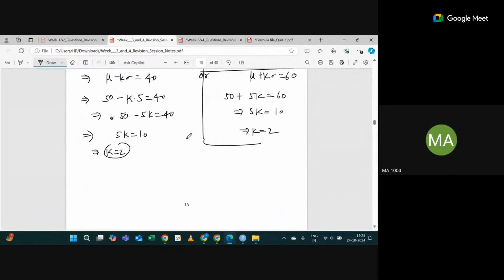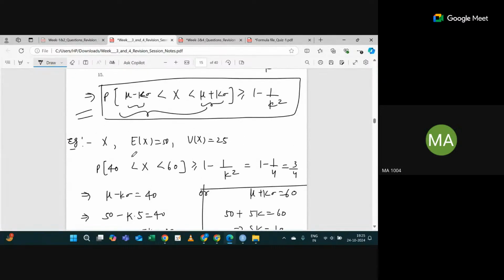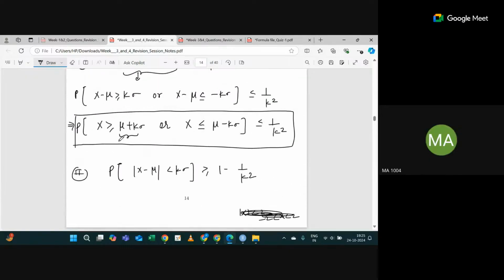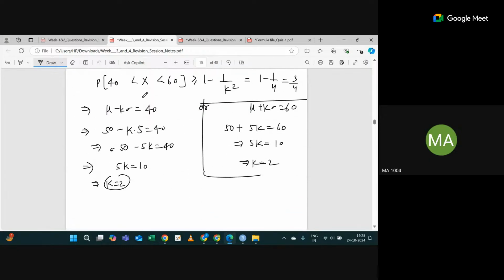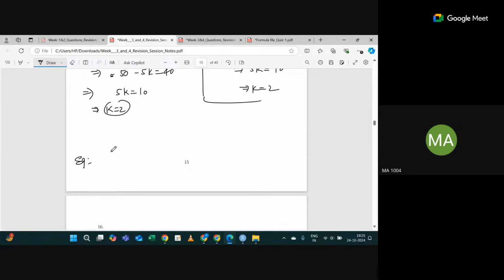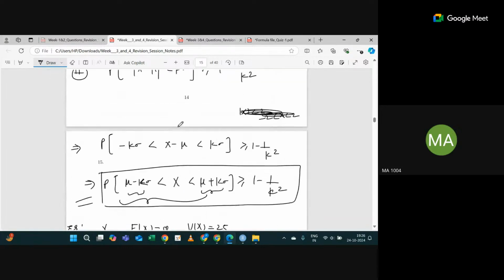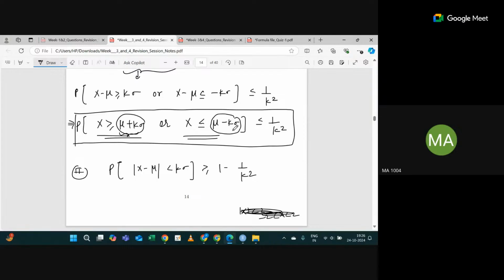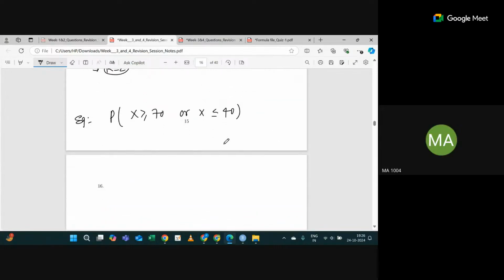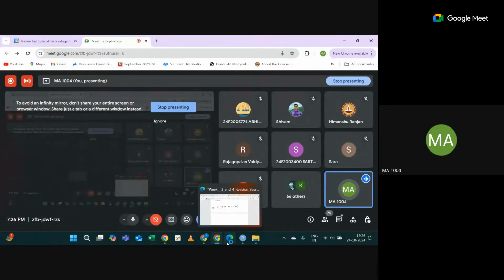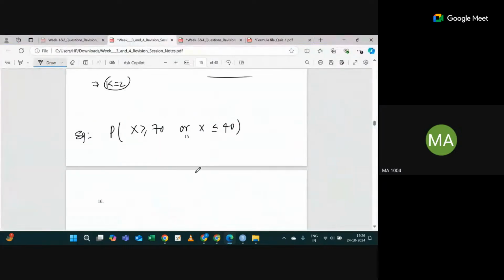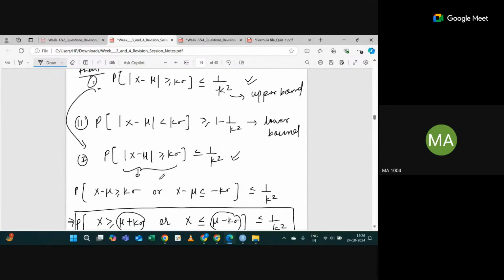Okay. So now you got the idea, right? You have to equate with this part. Yes or no? Yes, sir. Another way, when to use this part, right? Suppose rather than this case, x is between 60 and 40. Suppose my question is, what is the probability that x is greater or equal to, let's say, 70, or less or equal to 40? In this case, what you have to do? You have to simply equate: mu plus k sigma will be your 70 and mu minus k sigma will be your 40. Fine? Any doubt? You got the idea, right? In which scenario, which form of the Chebyshev inequality you have to use?